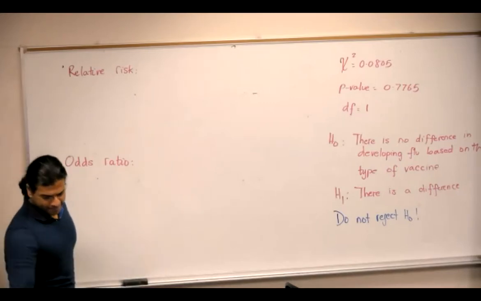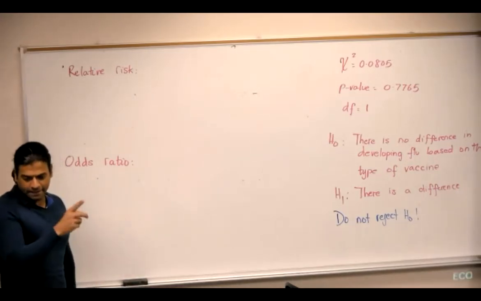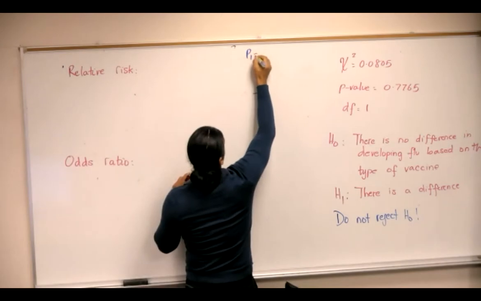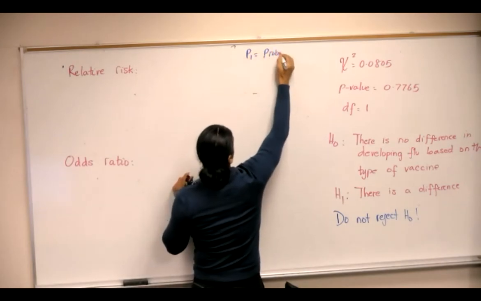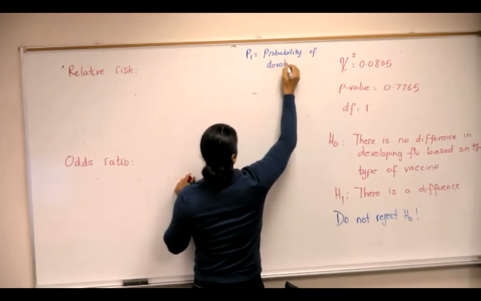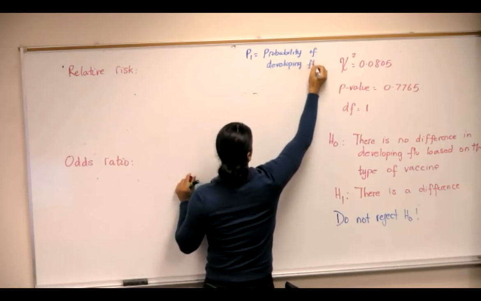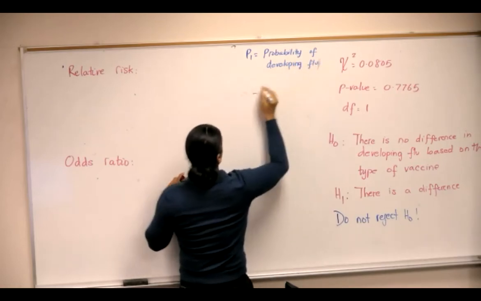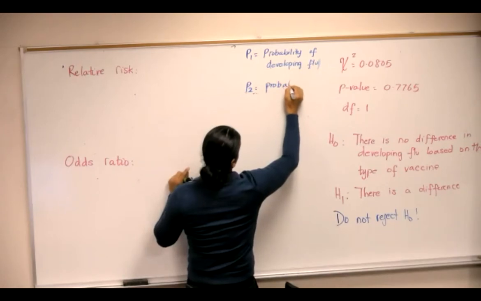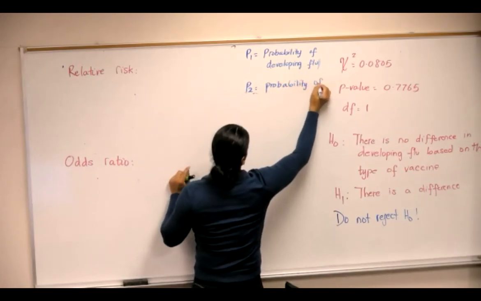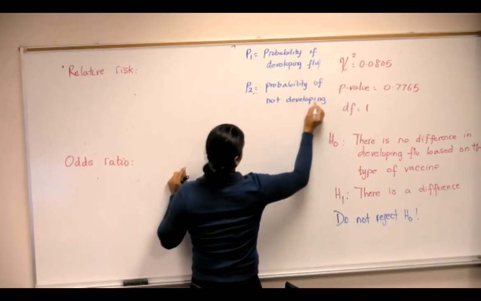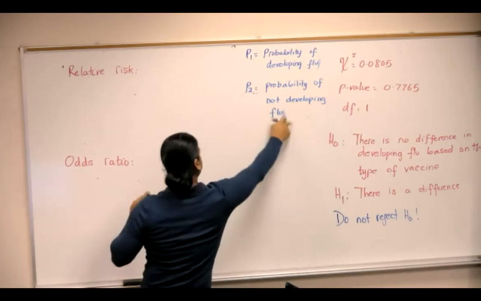Okay. So we want to find relative risk of developing the flu. So I will call P1 to be the probability of developing flu. P2, the complement of that. Not developing flu.